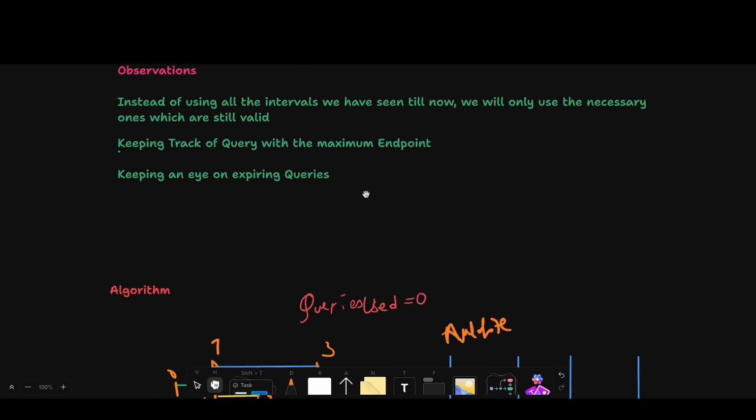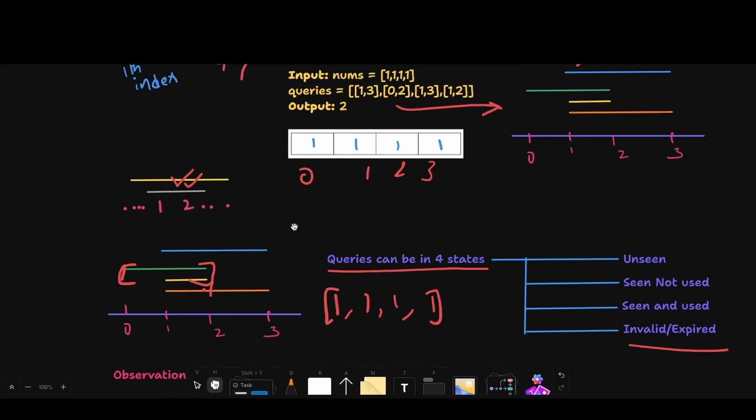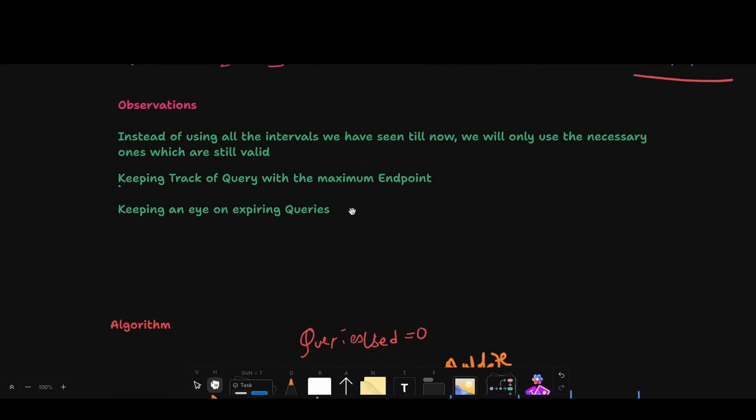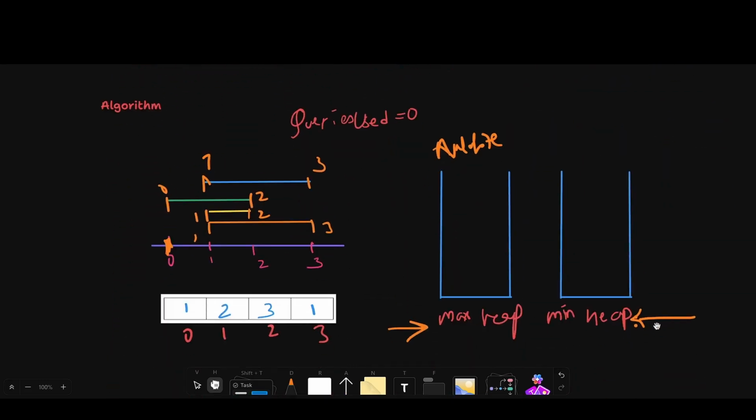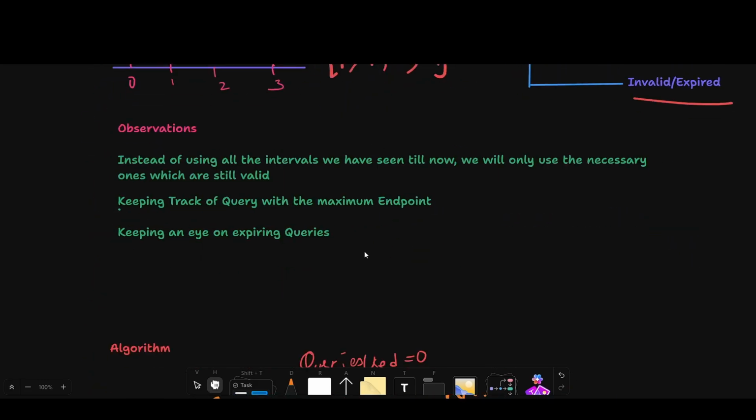Max heap because we want to maximize the endpoint, and min heap because if we are at this index, we want to see which is the ending index and we want to remove it. We have to pop it so that we don't have to traverse through the entire heap just to remove the invalid or expired queries. So for that we use min heap, and for this particular inside we use max heap.